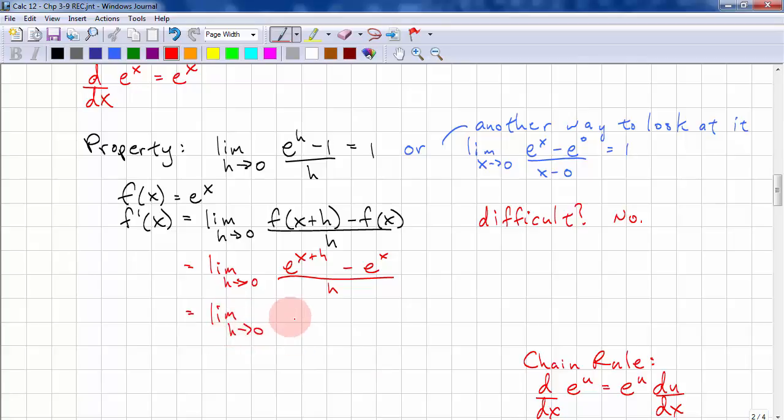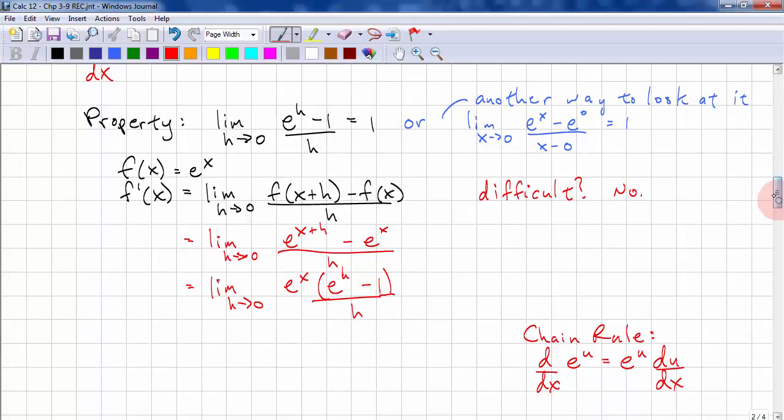Limit as h goes to 0. We want to factor out e to the x. That leaves us with e to the h minus 1. If we factor out e to the x, we're left with 1, and over h. Remember, this is what we want, so we need to just get rid of this.